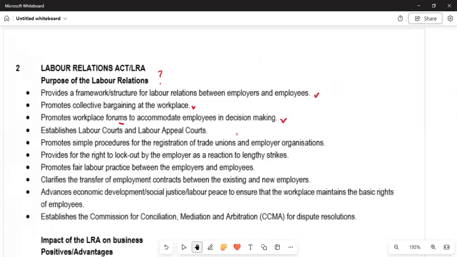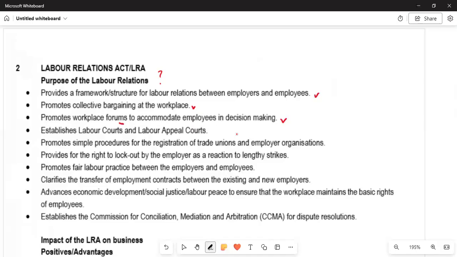The act also promotes simple procedures for the registration of this act, and enables the organizations to make sure that it's not going to deny the employers to have representatives, which are trade unions. Whereas them, they are going to be represented by the employers' organizations. So both parties, it means they are going to have what? Representatives.